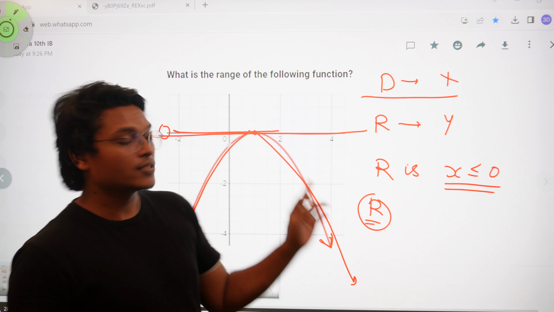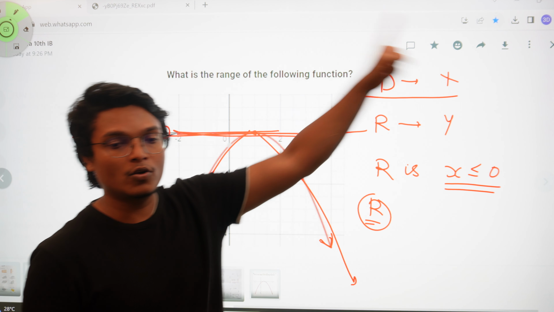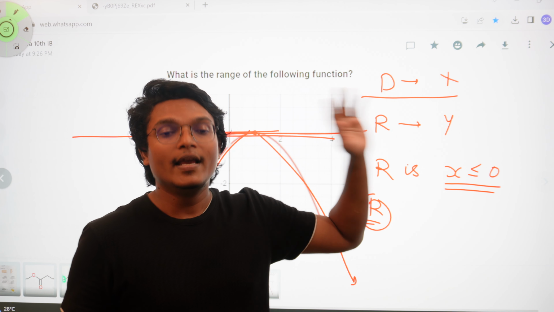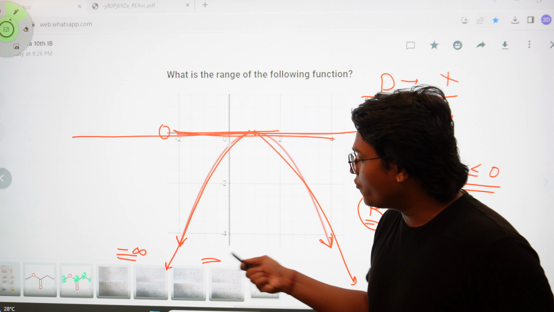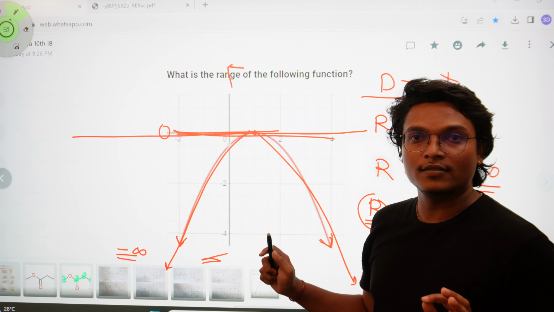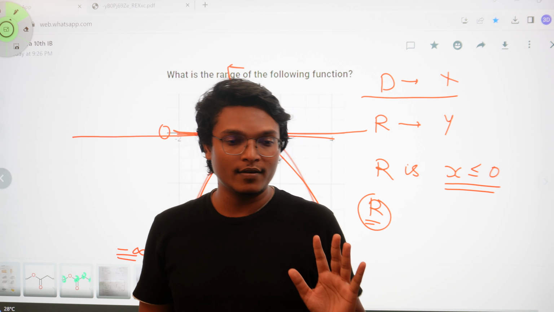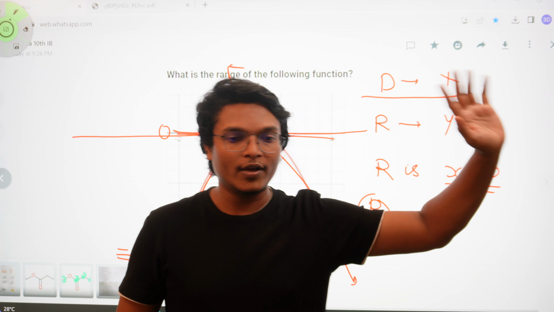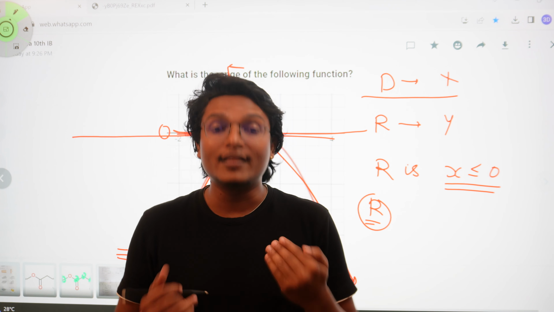If domain is asked, you simply look at the x-axis. If range is asked, always look from lowest point of y-axis to highest point of y-axis. No difference. Every question will be solved with the same logic, unless and until they take you to the quadratic functions. Quadratic functions is also easy, but we are not going to cover it in this class.